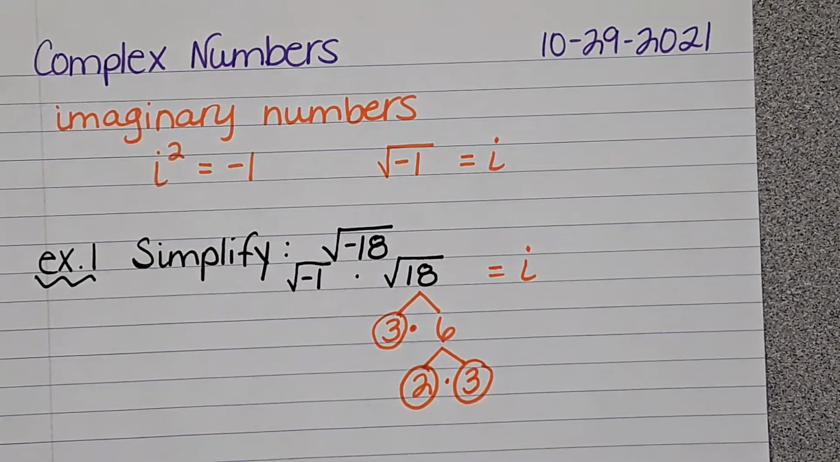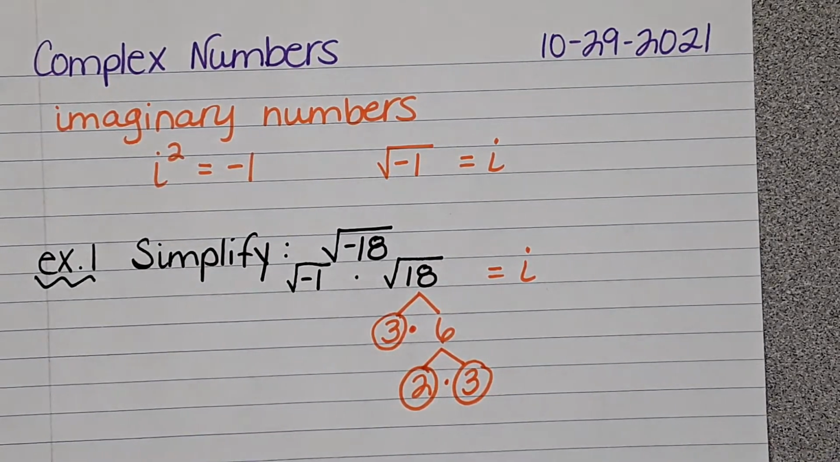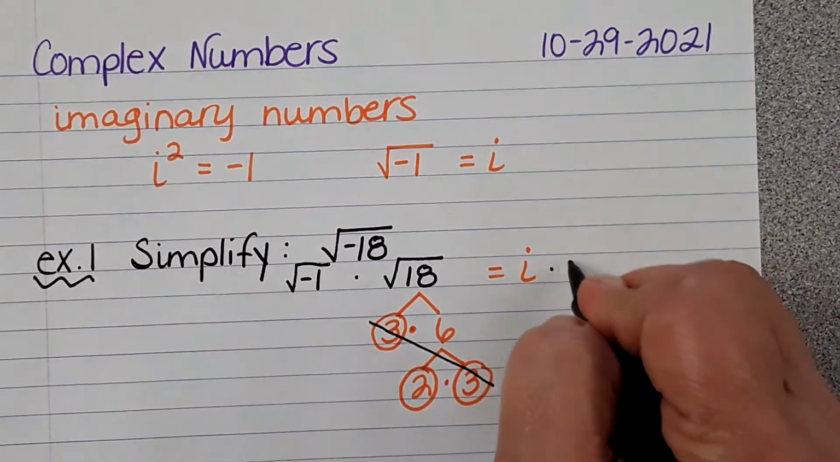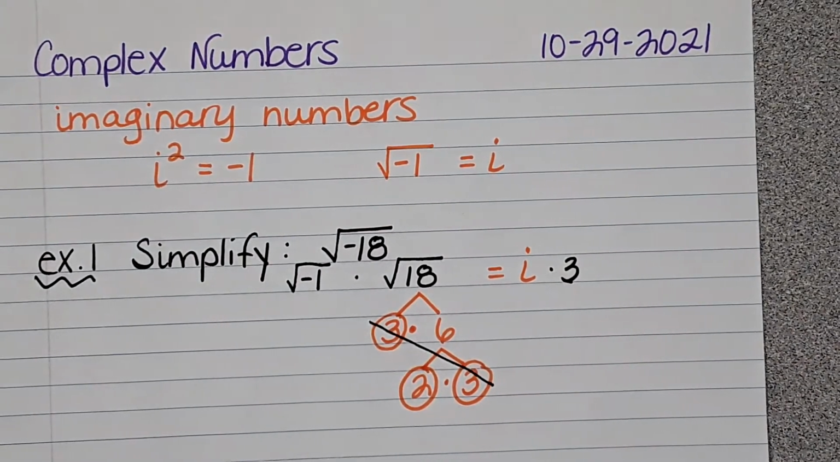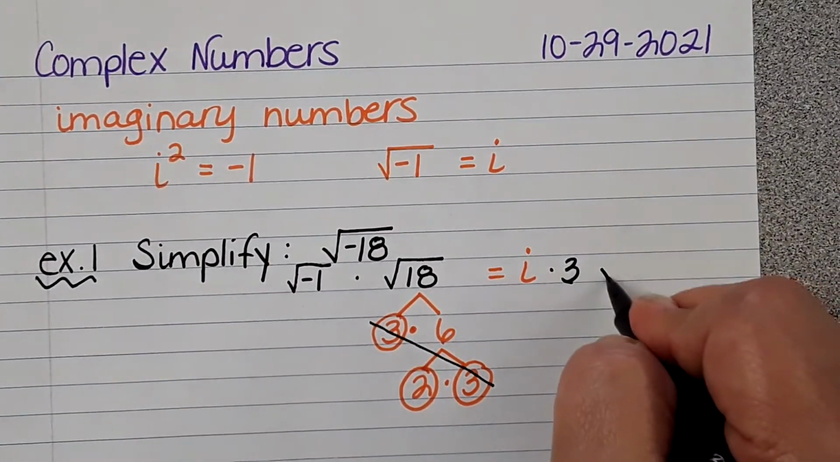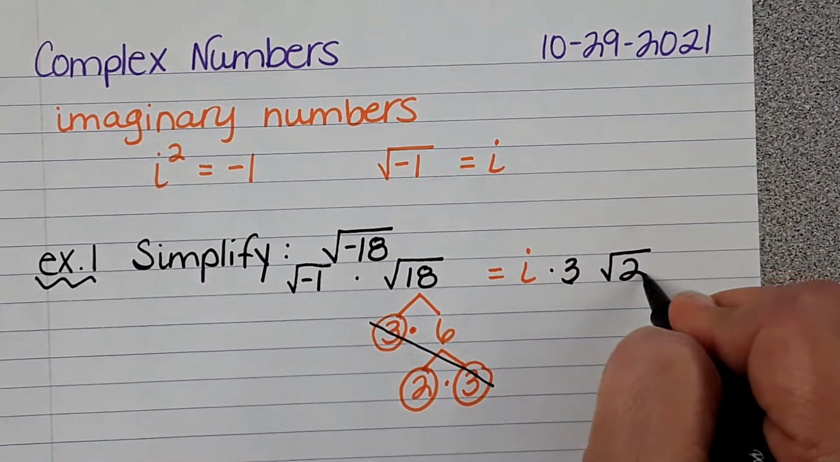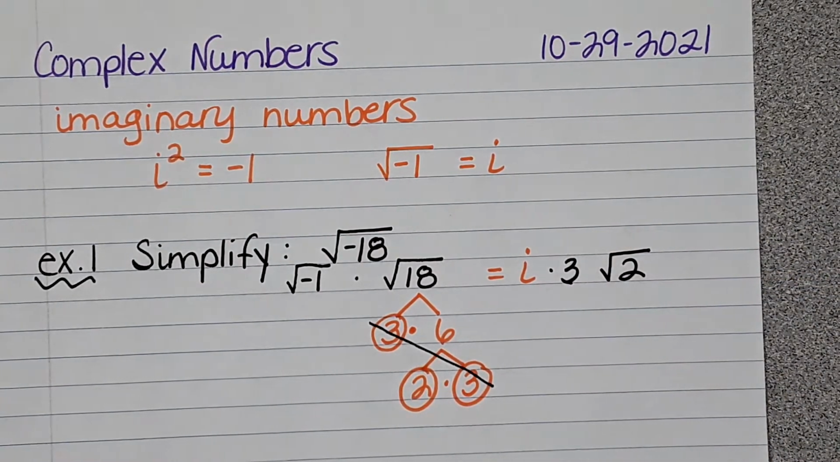Now, do I have a pair of something? Yes. What do I have a pair of? 3. Okay, so I'm going to put that there. And then what do I do with that 2? Yep, we're going to leave it in the square root. So you guys, remember we're looking for pairs. We only care about the numbers that we circled. Anything else doesn't mean anything to us. We're just looking at those circled numbers.